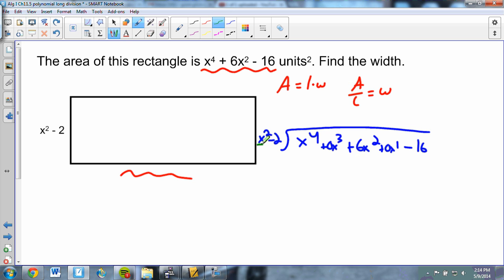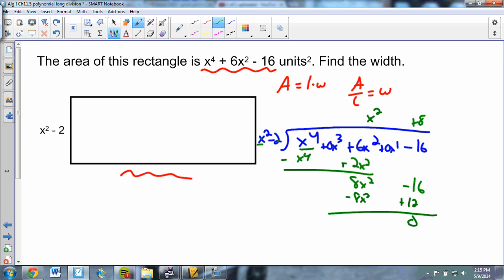X squared times x squared is going to give me x to the fourth. So I get x to the fourth minus 2x squared, and I do my multiplying. X squared times x squared is x to the fourth, and x squared times negative 2 is negative 2x squared. Subtract these, switch my signs, and I get 8x squared, and this is a negative 16. So x is going to become 8. So it's 8 times x squared is 8x squared. 8 times negative 2 is negative 16. Switch the signs, you get 0. So the answer is x squared plus 8.